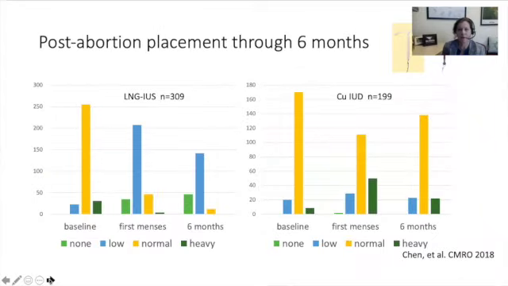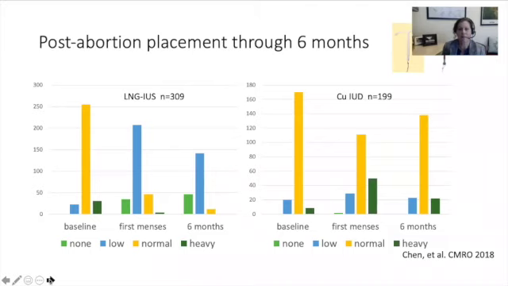And what about the impact of immediate post-abortion placement? This is a study from China comparing bleeding outcomes by IUD type placed after first trimester abortion. Using paper diaries, most reported normal baseline menstrual flow prior to the pregnancy. And first menses was light for most IUS users in purple on the left, which continued on to 6 months.